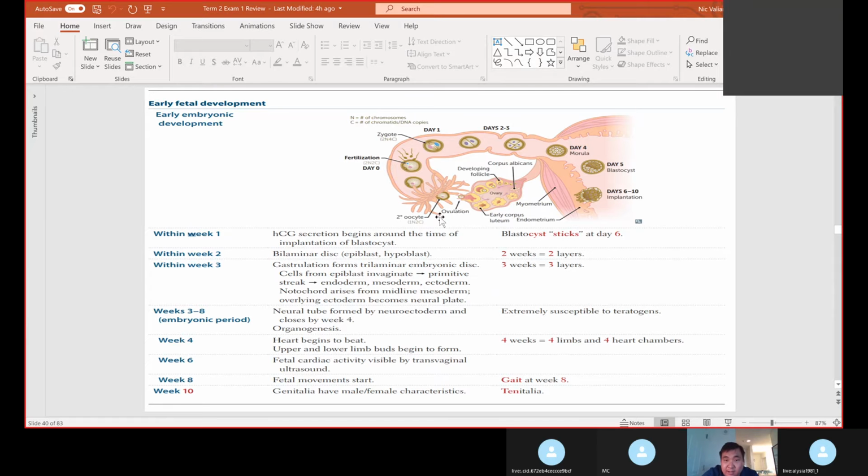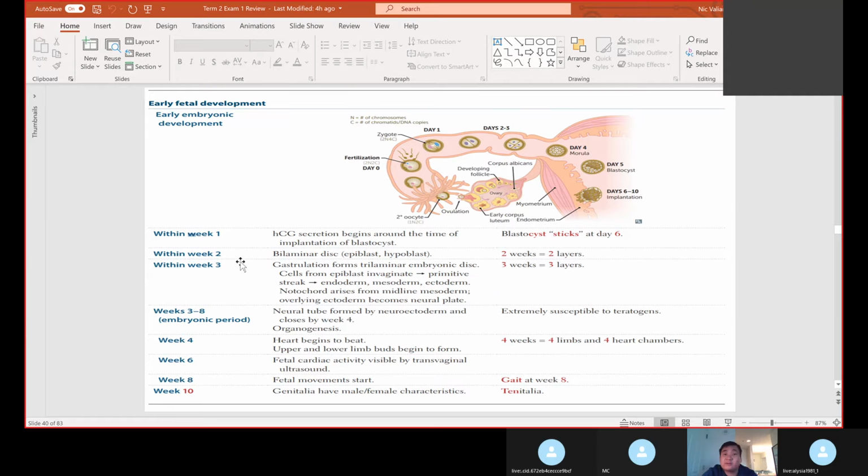So let's look at the image here. Ovulation, secondary oocyte, fertilization in the ampulla of the fallopian tube. Then it travels day 1, day 2, 3, day 4, it becomes a morula. Day 5, it becomes a blastocyst. Day 6 to 10, implantation in the uterus of the woman. Okay, so within week 1, as HCG begins secretion, you have the implantation of your blastocyst. So blastocyst sticks at day 6.